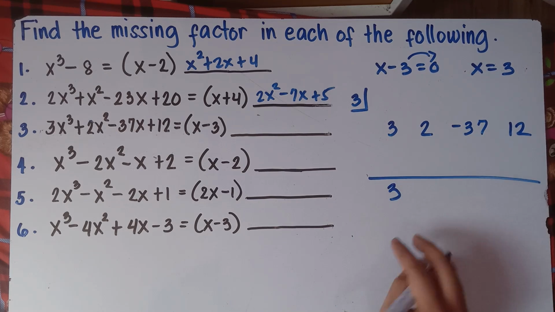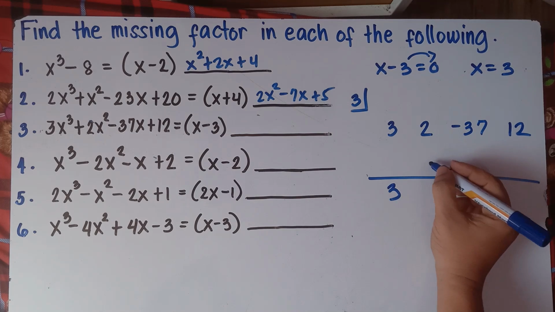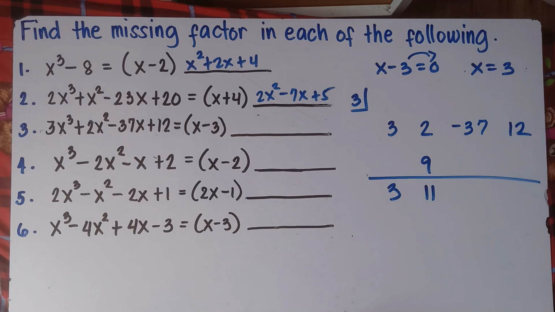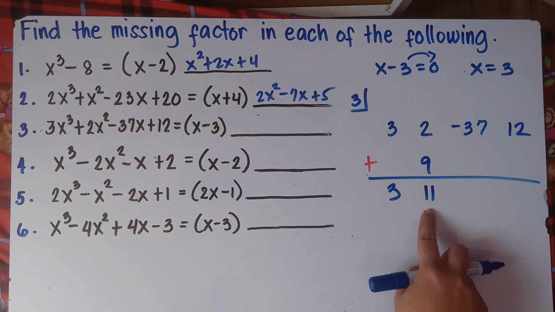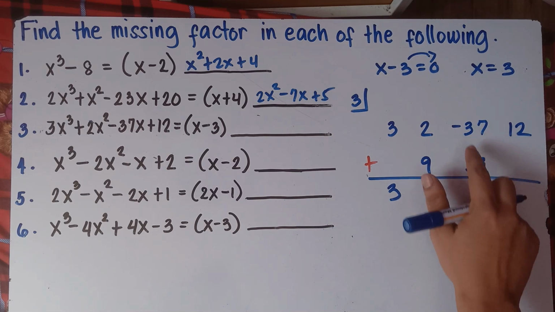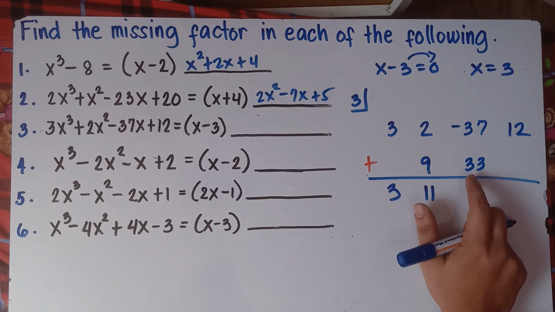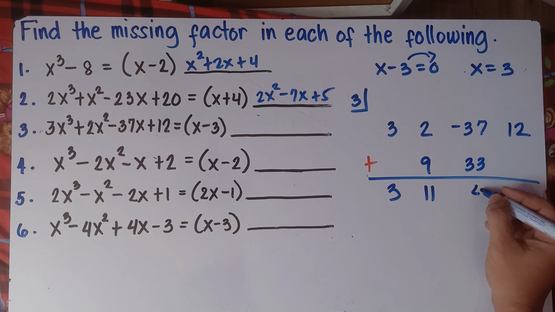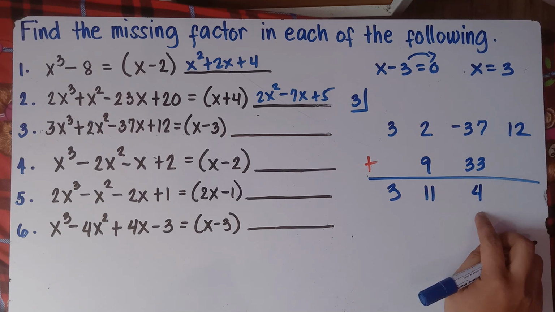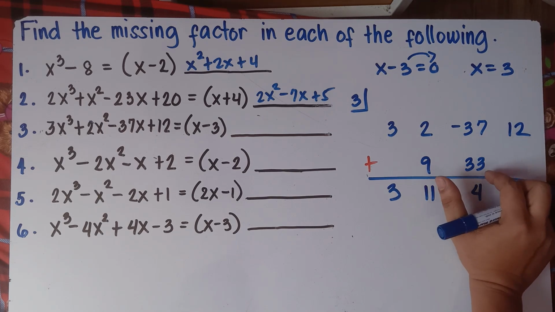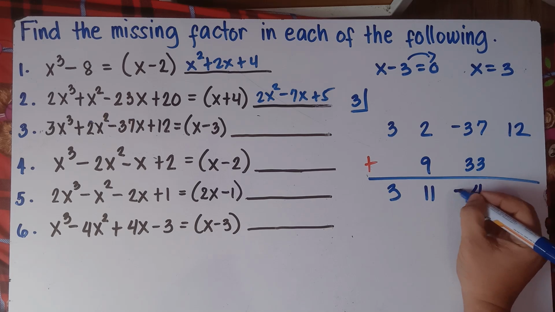So bring down 3. Then you multiply. 3 times 3 is 9. Then you add 2 plus 9 is 11. And then you multiply. 3 times 11, that is 33. Negative 37 plus 33. If the signs are not the same, you subtract. So 37 minus 33, that's 4. You subtract, then copy the sign of the larger number. Since 37 is greater than 33, we copy the negative sign.